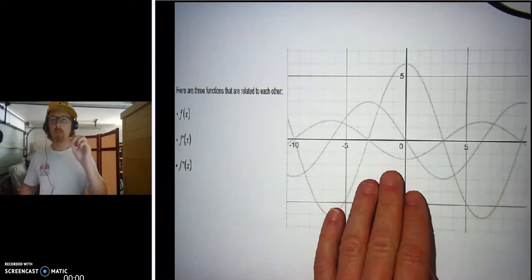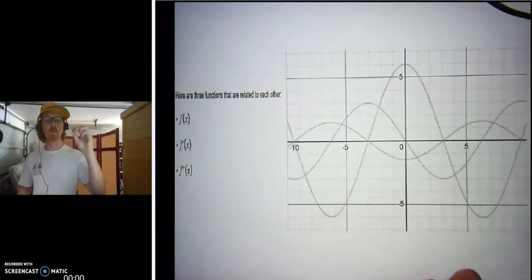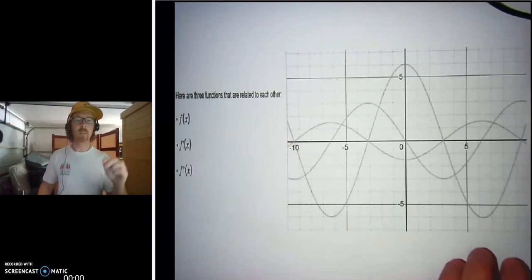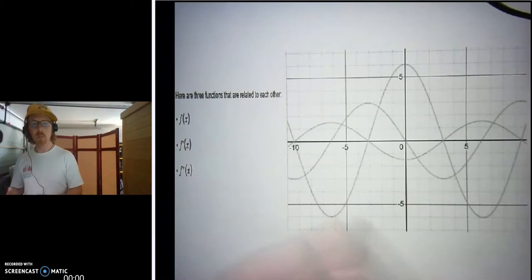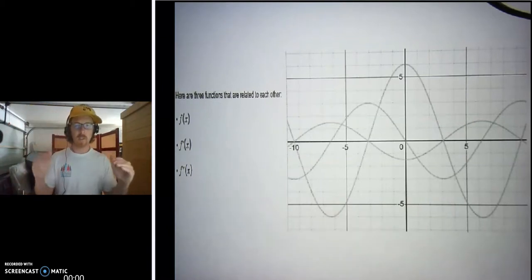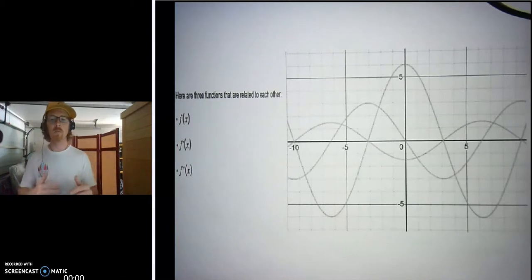Today we're given three different curves on a graph, and we're told that one of these curves represents the function, one of them represents the derivative of the function, and one of them represents the second derivative of the function. Just by looking at these graphs and examining the slope of the tangent lines, we're going to be able to figure out which one is which.